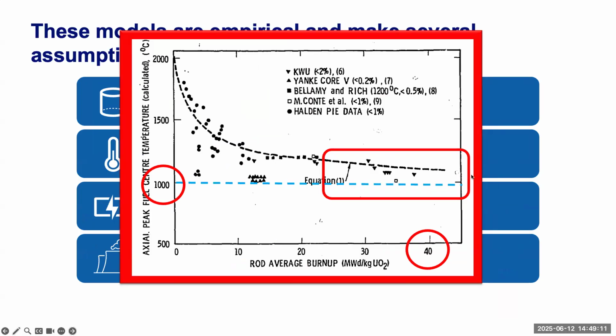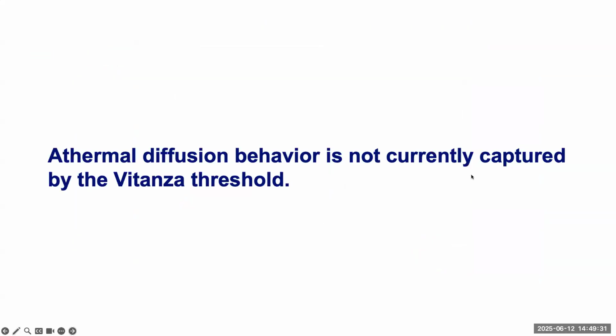So if we want to be able to push our fuels to higher and higher burnups with these advanced reactor designs, that's one of the goals of many of those designing fuel for these advanced reactors. This model does not capture that behavior. The athermal diffusion is not being captured by that threshold model. And that's a really, really big problem, because this athermal diffusion is something we've experimentally observed. So if we're not taking that into account with this Vintanza threshold, we're going to be missing some very important behavior.